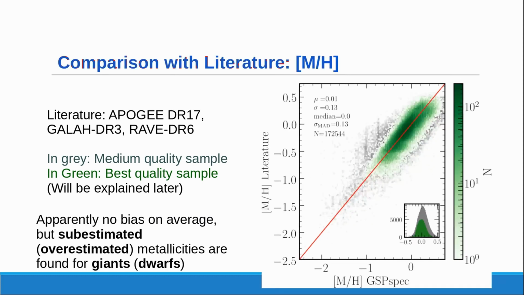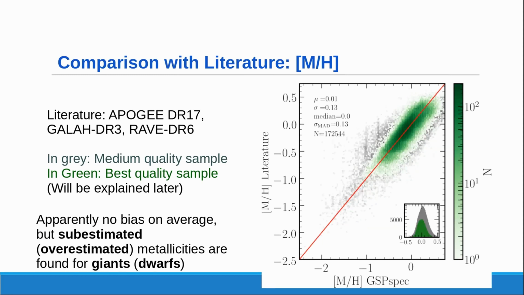If we compare the metallicities, we see that there is no average bias. But if we separate the stars by giants and dwarfs, we observe some biases. The average metallicity of the giants is overestimated, while the dwarfs are underestimated. So we also provide corrections for it.